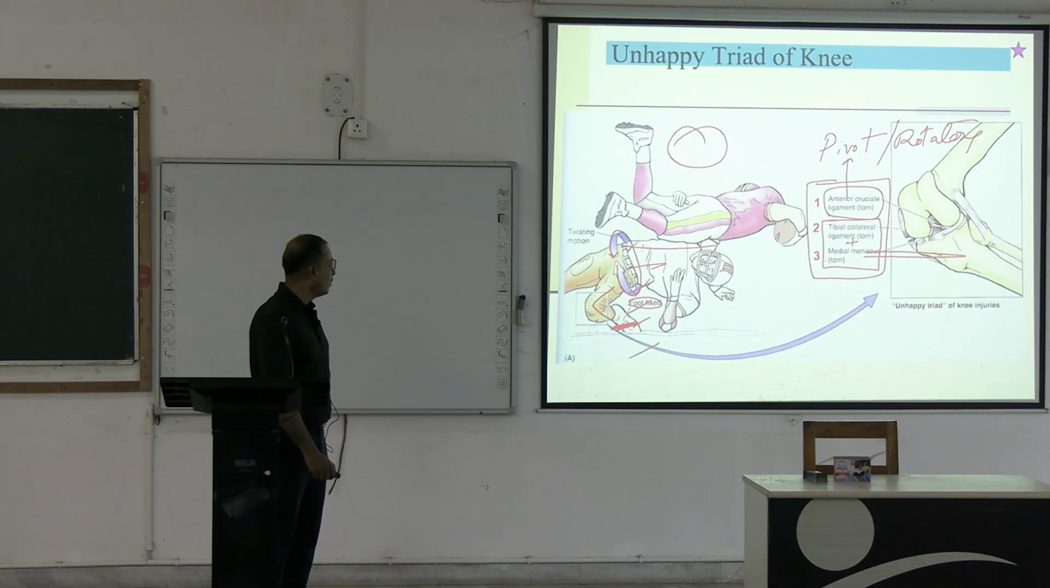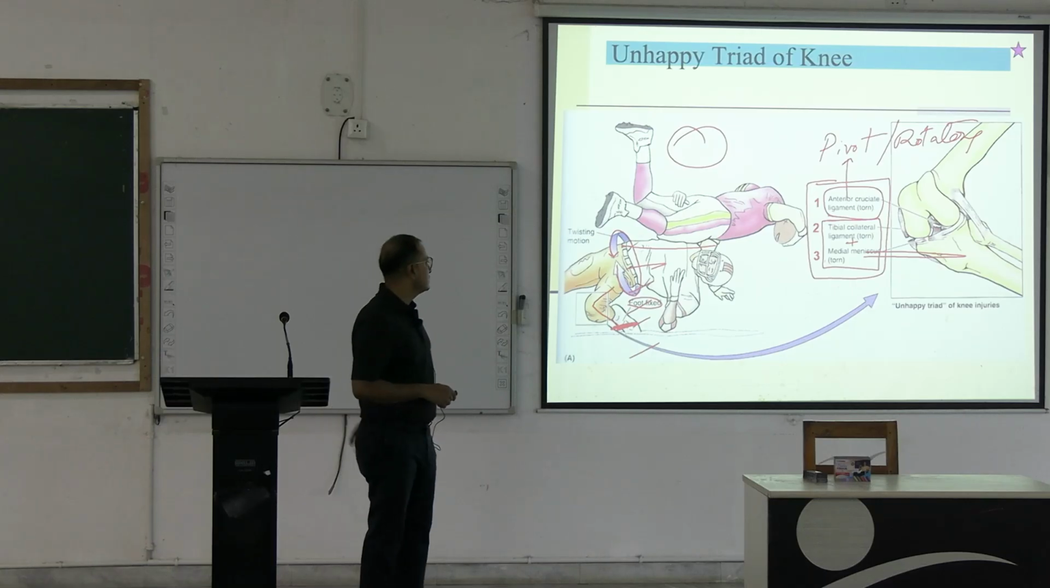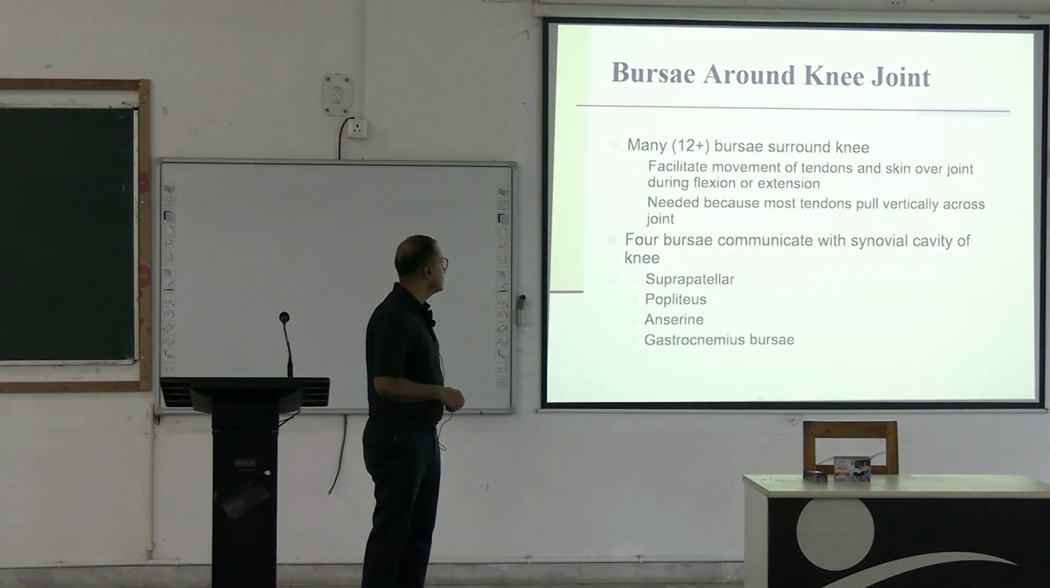So, it's a kind of rule that if you have damage to the medial collateral ligament, there is also damage to the anterior cruciate ligament, and if the anterior cruciate ligament is damaged, we have damage to the menisci. These are the things that happen in sports injuries.